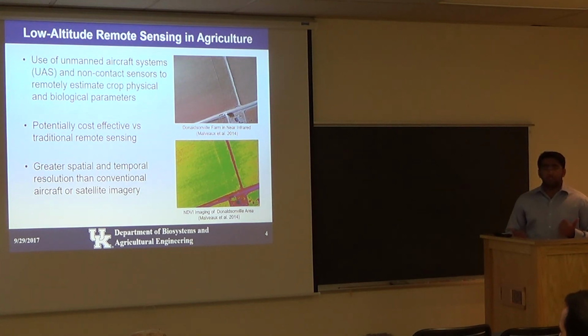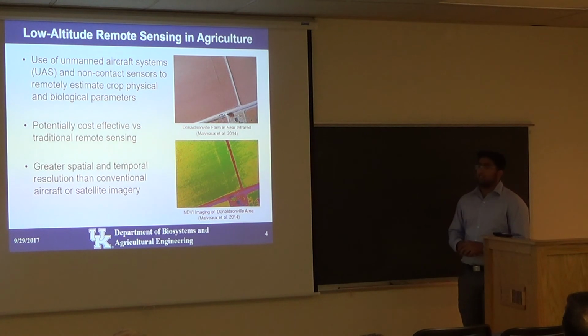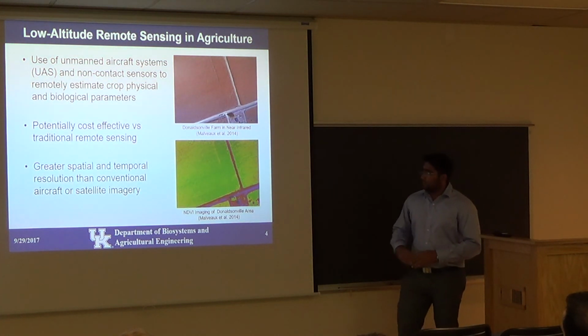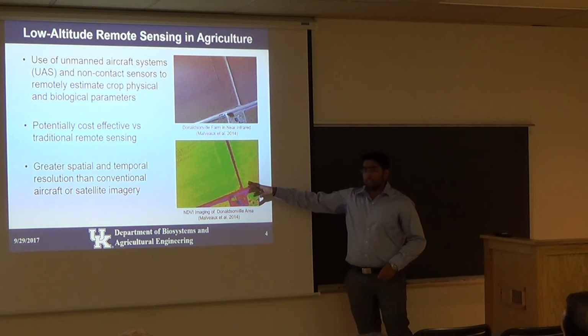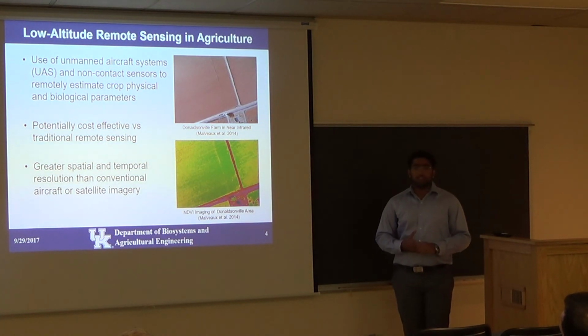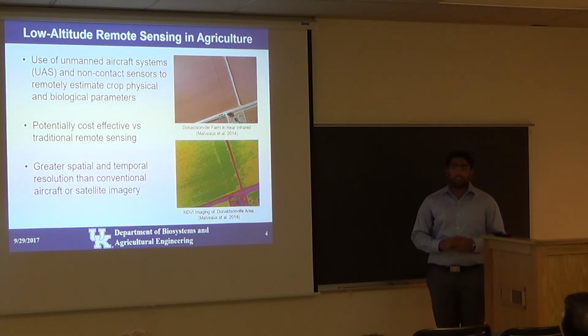The techniques I'll be using are LiDAR and photogrammetry, and there are a few others. As you can see in the picture, this is a spectral NDVI image of the Donaldsonville farm in Louisiana state. As you can see, you cannot predict the crop physical parameters through this image. So we want to use other techniques like LiDAR and photogrammetry, which are the most rapidly advancing techniques right now.